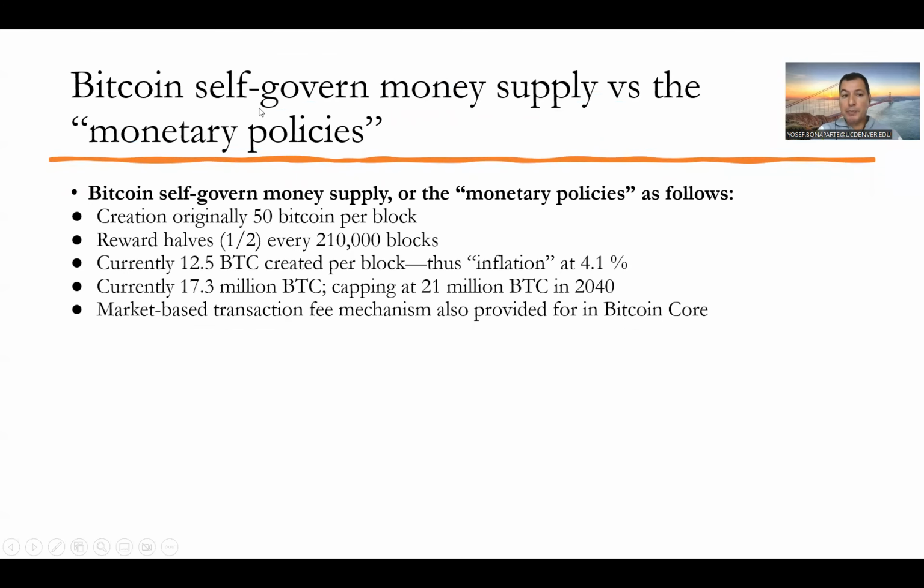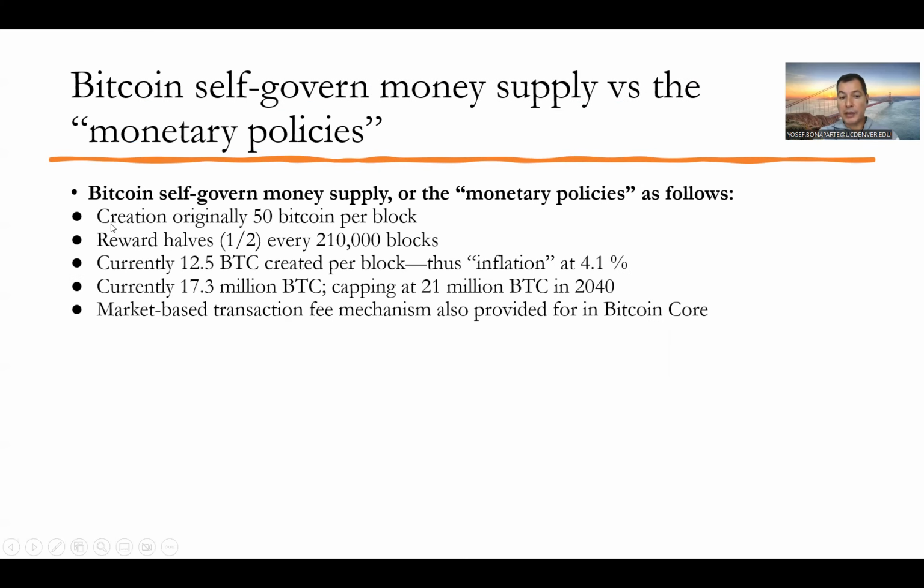I want to talk a little bit about Bitcoin as a key crypto, a self-governed money supply versus monetary policy. Bitcoin creation was originally 50 Bitcoin per block, and we're going to explain what a block is. That's the supply of Bitcoin. The reward halves every 210,000 blocks. And a market-based transaction fee mechanism is also provided for in Bitcoin Core. So Bitcoin can be a money supply and also a money fee.